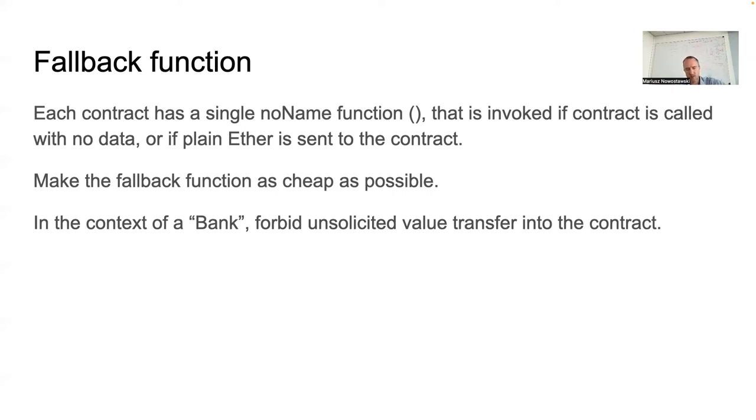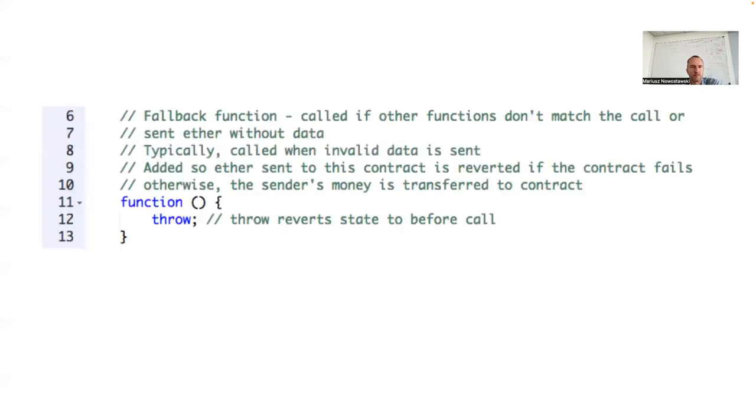because the default behavior is to reject the call, but you can implement your own behavior, and then you can deal with the edge cases yourself. So then, for example, a bank contract will forbid unsolicited payments into the account because you have a fallback function which rejects payments from accounts which you don't know about.